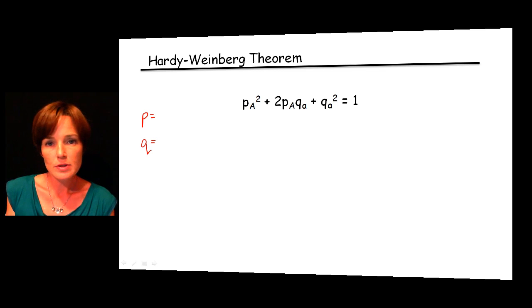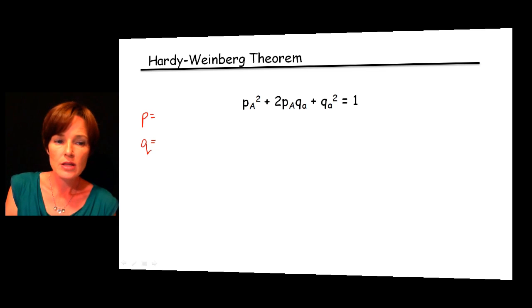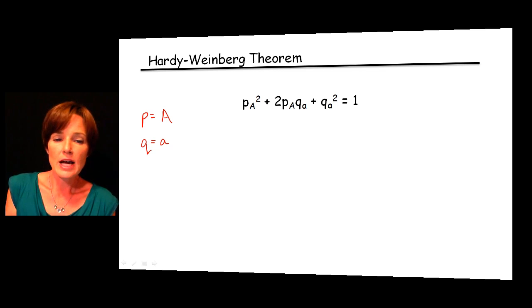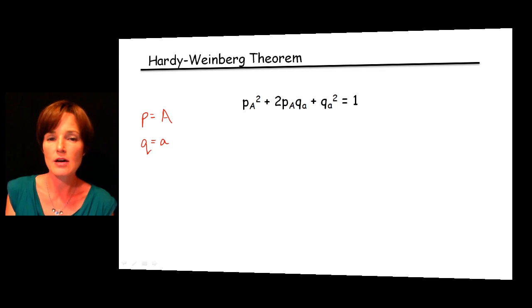Depending on the problem that you're solving, you might designate those alleles in different ways. In this equation, as you see it written, the P is representing a capital A and the Q is representing a lowercase a. But again, these would vary depending on what allele names you have given to your genetics problem. Now, if we just talk about P, P would be the frequency of the A allele, and Q would be the frequency of the little a allele.